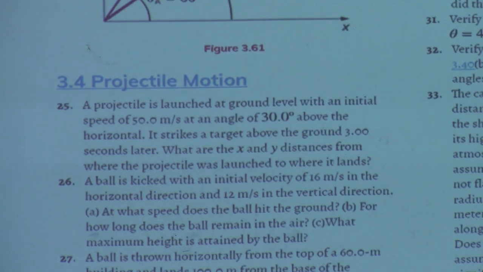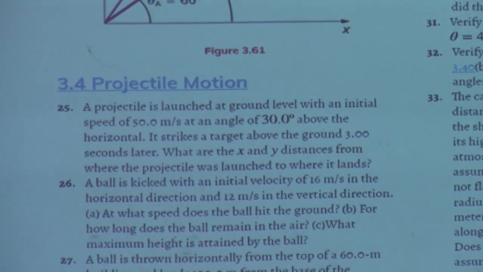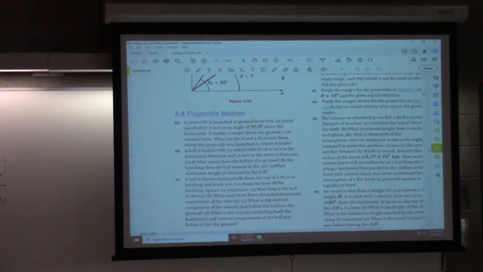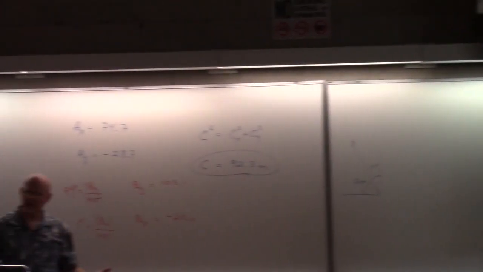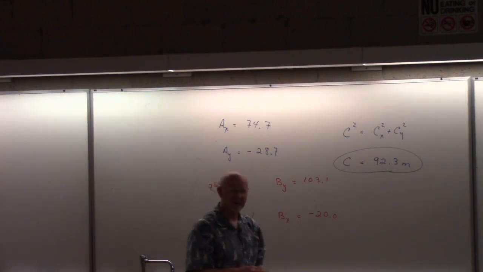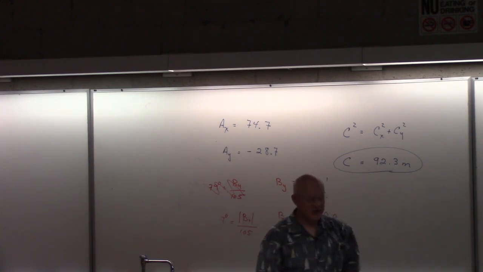So let me ask you this. What is the acceleration due to gravity again? Negative 9.8? Is that the y or the x? The y. Okay, that's the y. So what's the x? And that's really what this is going to bring up.